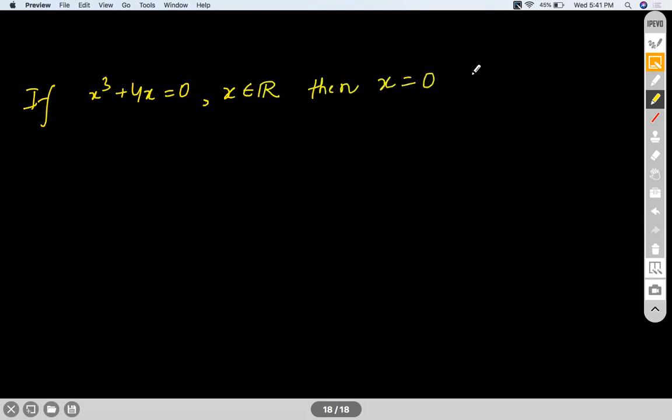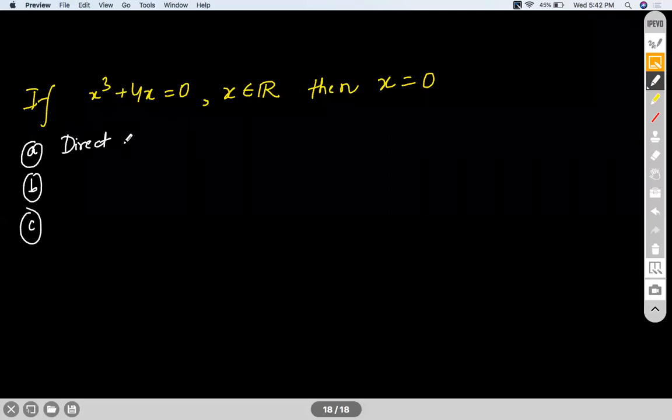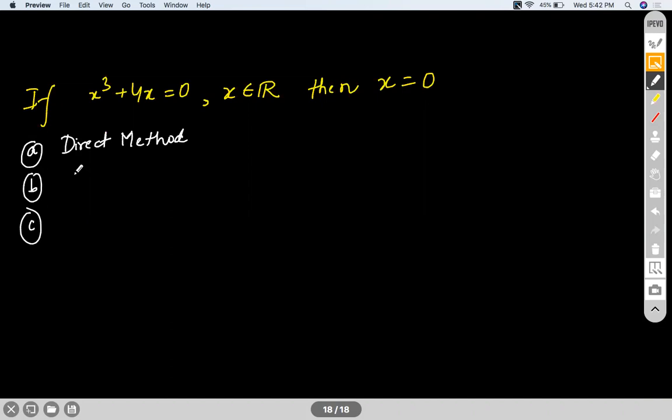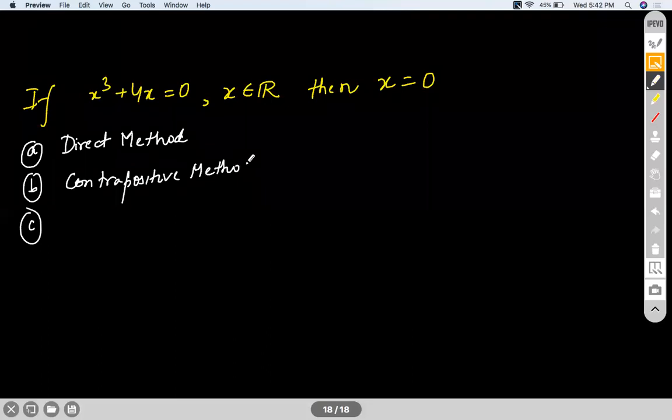Yeah, question is, if x cube plus 4x is 0, where x is your real number, then x is 0. Validate this by all the three methods: direct method, contrapositive method, and contradiction method. But first start with contradiction so that we have understood how that method works.